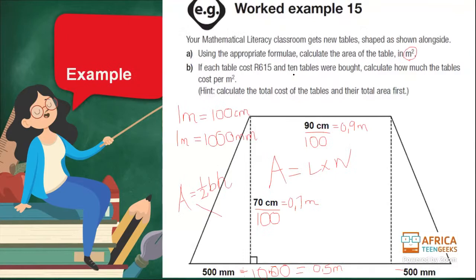Now, the second question. It says if each table cost 615 and 10 tables were bought, calculate how much the table cost per meter. What's the cost per meter for this particular table? What is the cost per meter for this particular table? Here, I actually want to simplify your life.